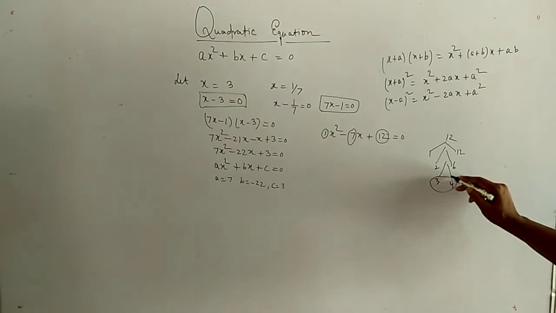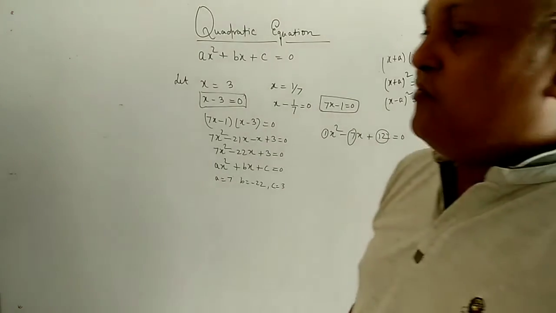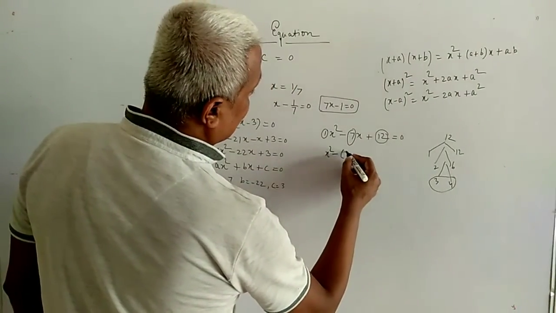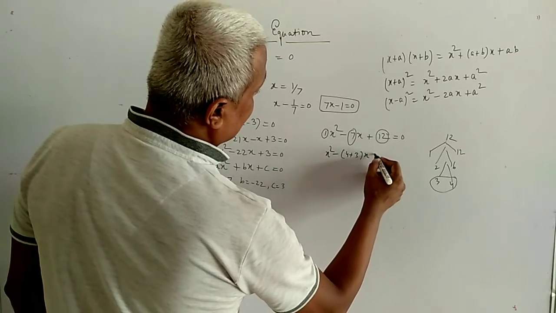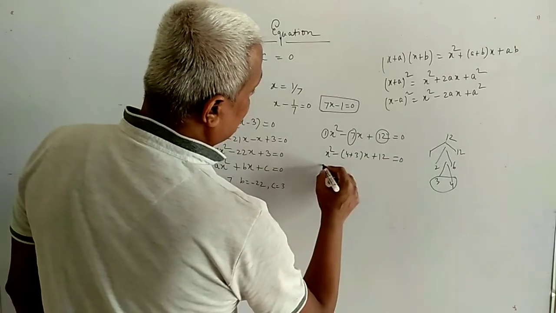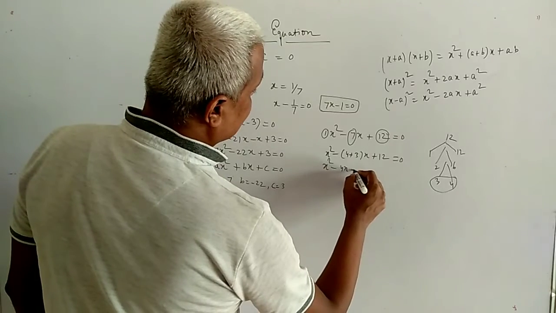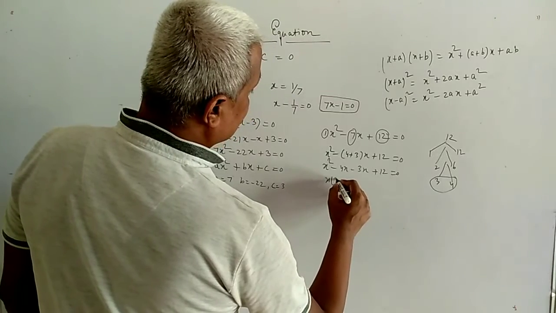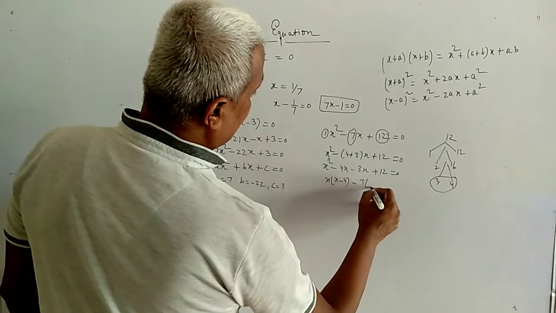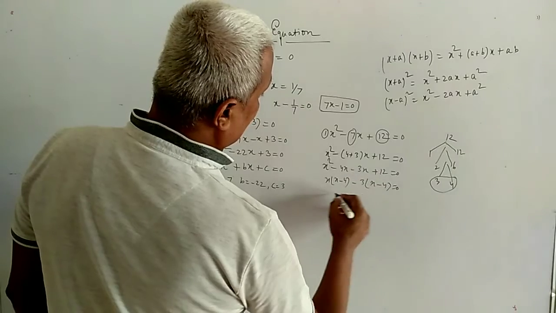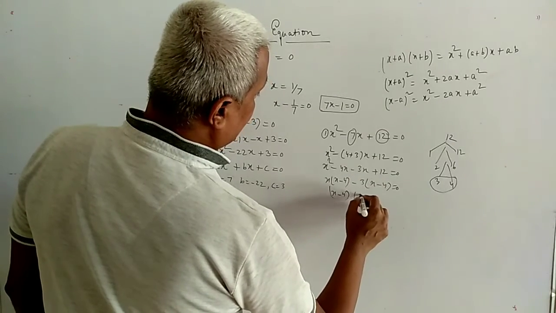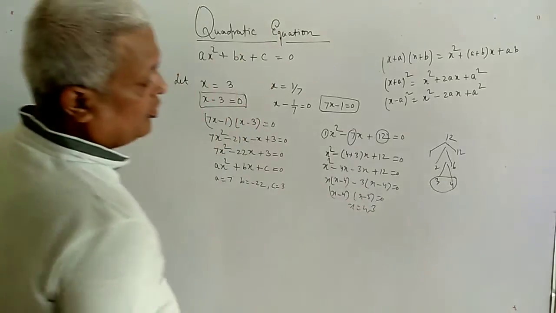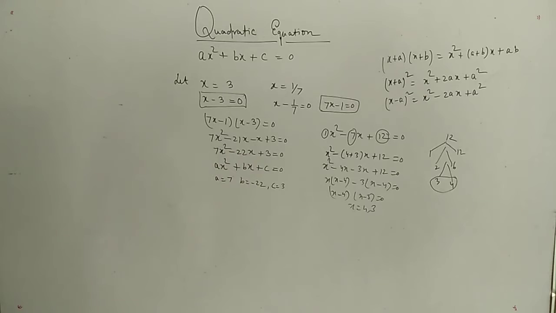So here we see 3 and 4 is perfectly fitting the middle. It means that this equation can be written as x square minus 4x minus 3x plus 12 is 0, that is x square minus 4x minus 3x plus 12 is 0. Now it is x(x minus 4) minus 3(x minus 4) is 0. So (x minus 4)(x minus 3) is 0. So x is either 4 or 3, and this is the set of values you get.